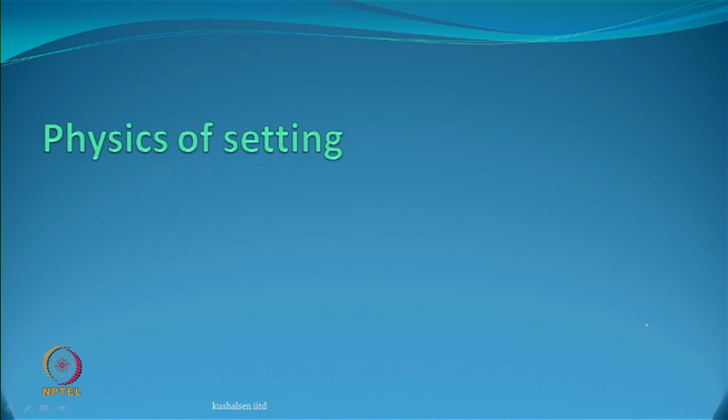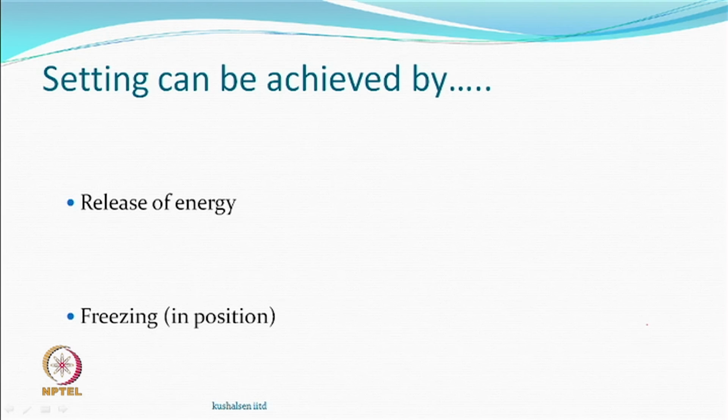So, we try to understand how the setting takes place and what exactly it involves. So, setting can be achieved by two basic mechanisms. One is that you do something so that the energy of the system is released. So, whatever is the energy in the system, it is released, and therefore, you can achieve a stable structure which we can call a setting.